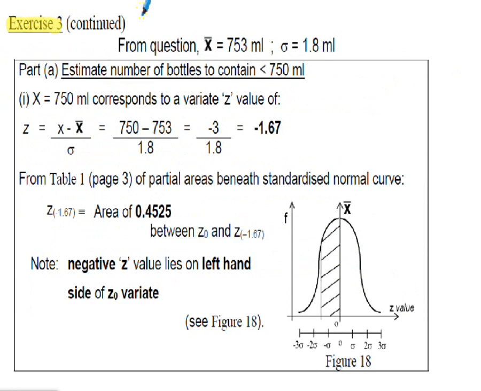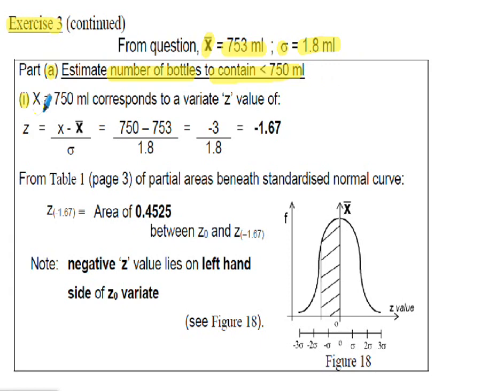Exercise 3 continued here. I've just extracted the mean and standard deviation values from the question. The X bar, the mean, is 753 milliliters, that's the mean contents of a bottle, and the standard deviation of the contents is 1.8 milliliters. Part A of the question, we've got to estimate the number of bottles that contain less than 750 milliliters.